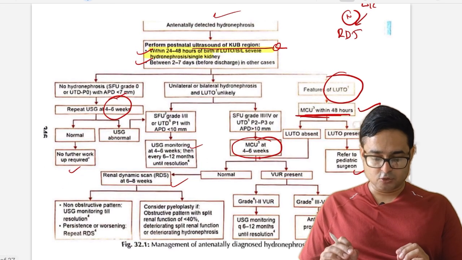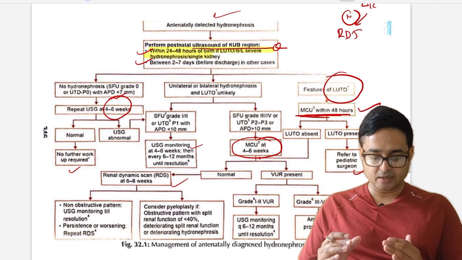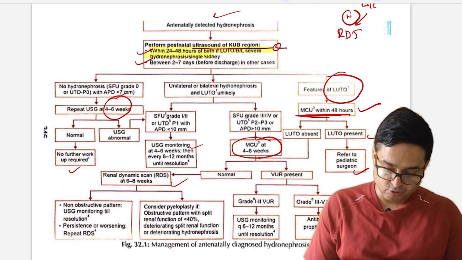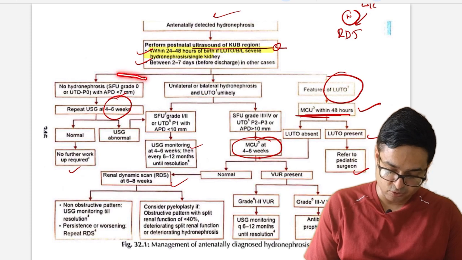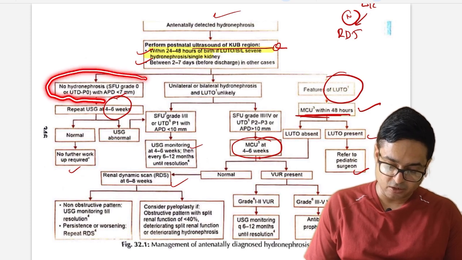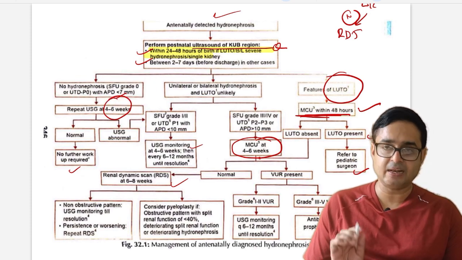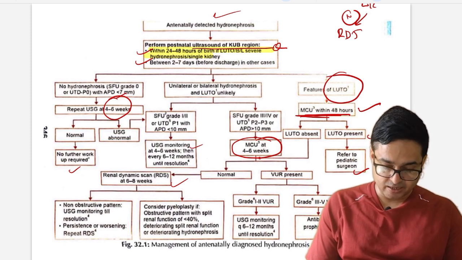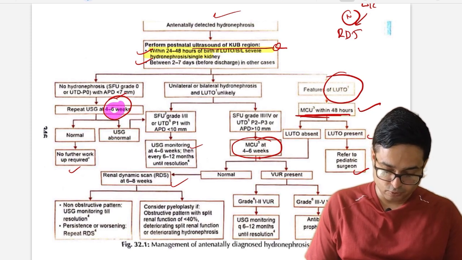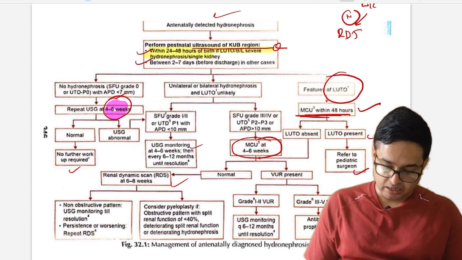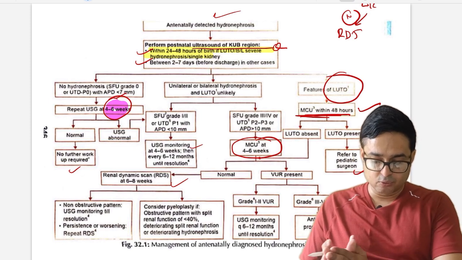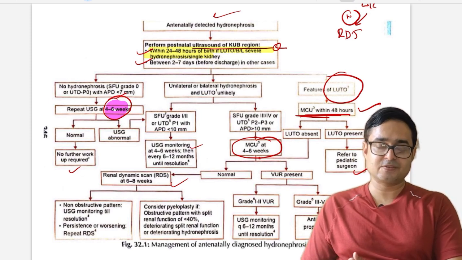Okay, so where we are, we did USG. In USG you found no hydronephrosis, SFU grade 0 or UTD P0 and APD less than 7 millimeter. What you'll do, important thing, you'll do USG after 4 to 6 weeks. And if it is normal, you'll go according to this. I'm directly going to the right part of this flow chart.